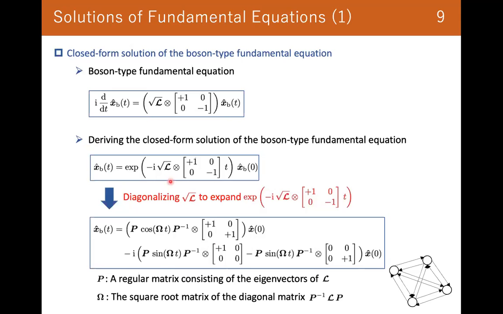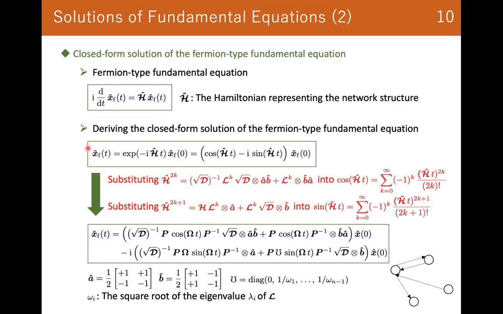X hat bt is the solution. By diagonalizing root L to expand this exponential matrix, the closed form solution X hat bt of the Boson-type fundamental equation can be obtained easily. Here, P is a regular matrix consisting of the eigenvectors of L, and omega is the square root matrix of the diagonal matrix. Next, I will derive the closed form solution of the Fermion-type fundamental equation.